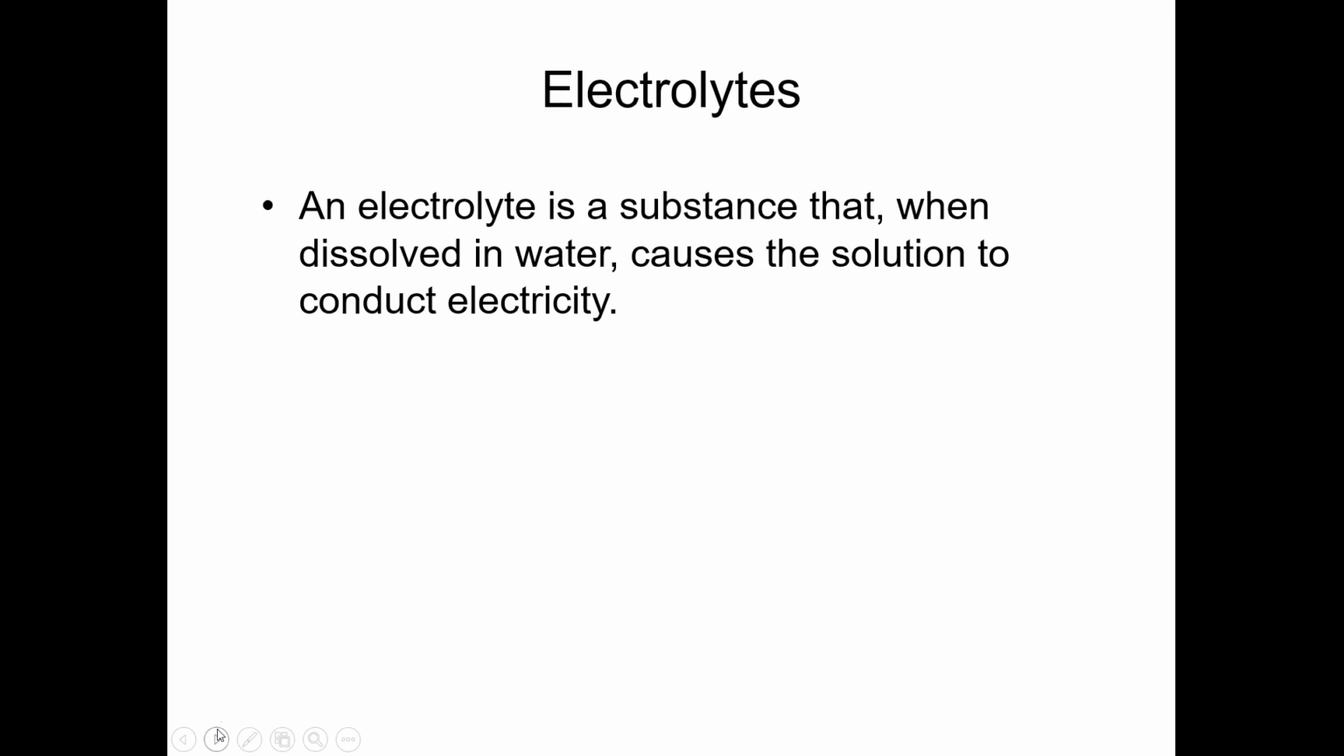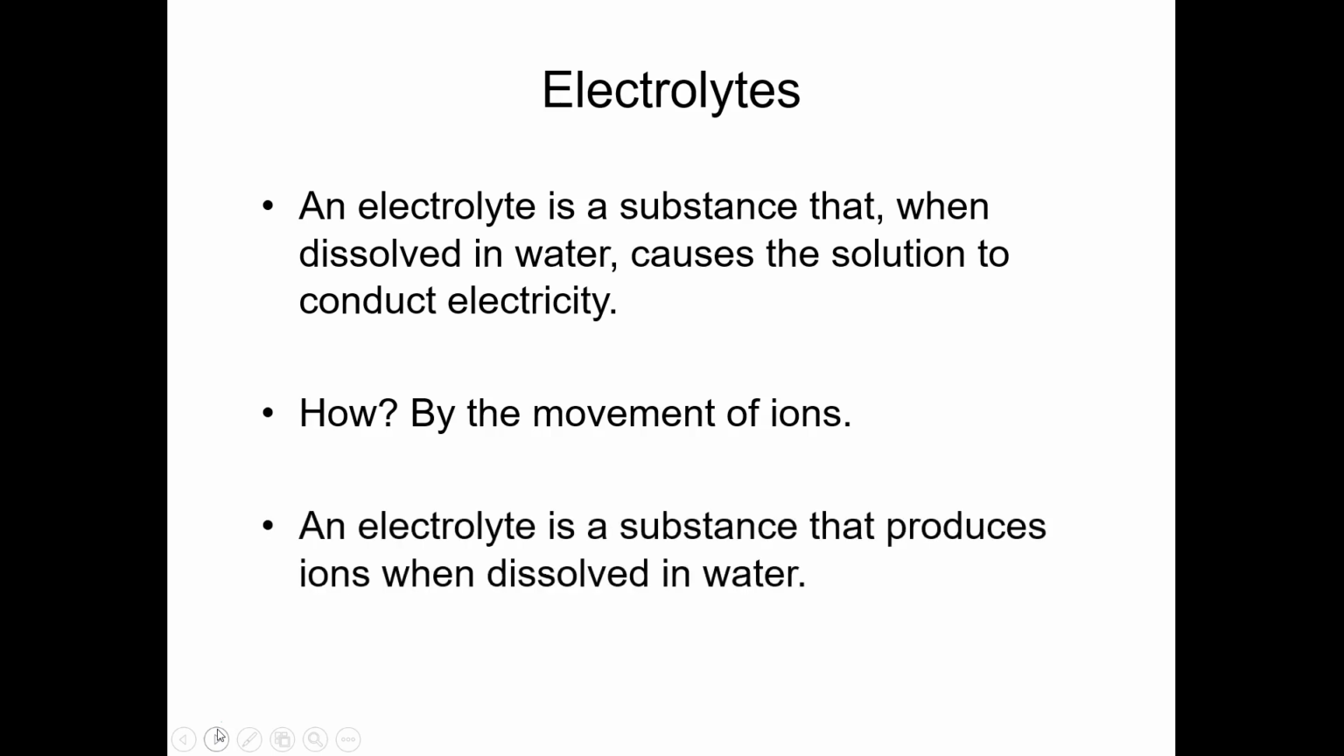So what makes an aqueous solution conduct electricity? The only way that an aqueous solution can conduct electricity is by the movement of ions. And so we can redefine an electrolyte in terms of what's actually happening at the particle level. An electrolyte is a substance that produces ions when we dissolve it in water. We're going to talk about examples of some things that are water soluble that are not electrolytes, and some things that are water soluble that are electrolytes.